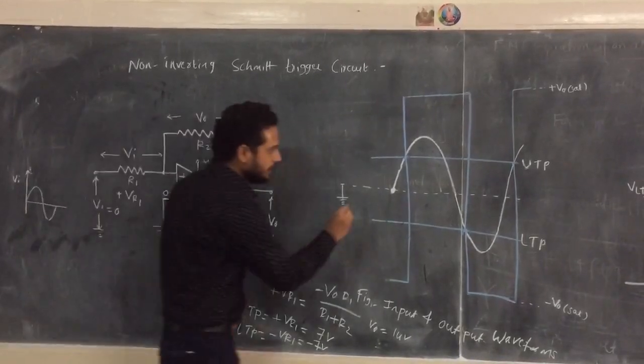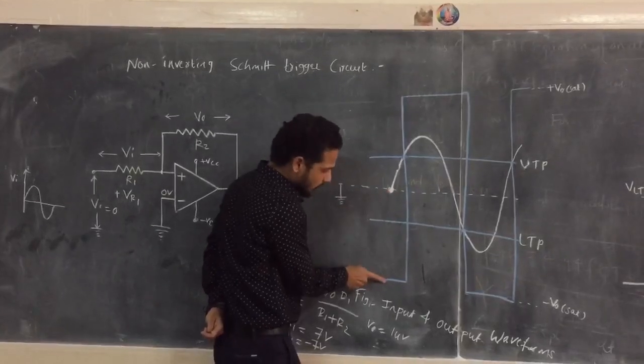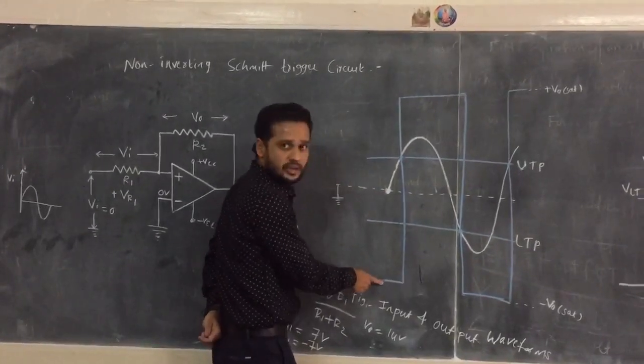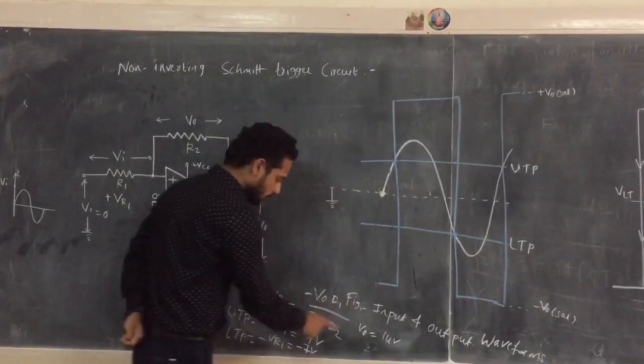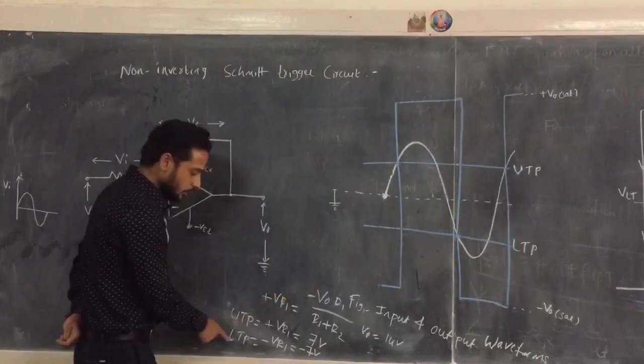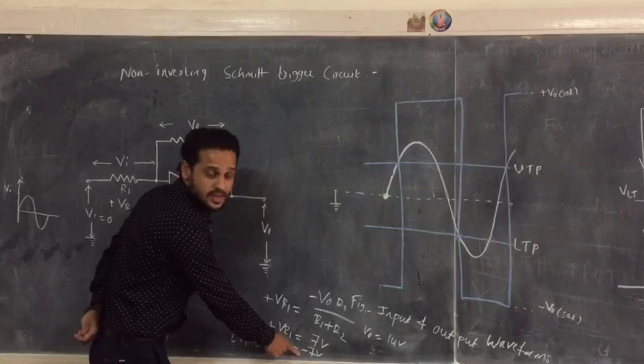So when input voltage is 0, where is your output resting? At this point your output is at minus V0 saturation. When output is at minus V0 saturation, it means your output voltage is negative. So if output voltage is negative, then you will get the lower triggering point. What is the value of the lower triggering point? It is minus 7 volt.